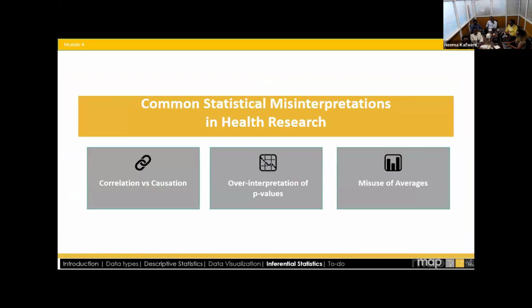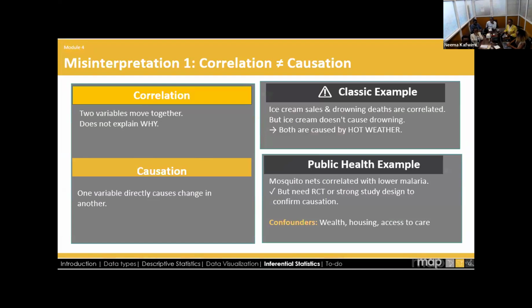So in these 8 minutes, let me take you through the common statistical misinterpretations in health research. The first misinterpretation is on correlation and causation. Correlation simply means the two variables move together, it does not explain why. Once the variables correlate, we usually mistake that they cause the other variable, but technically it's not causality, it's just a correlation.